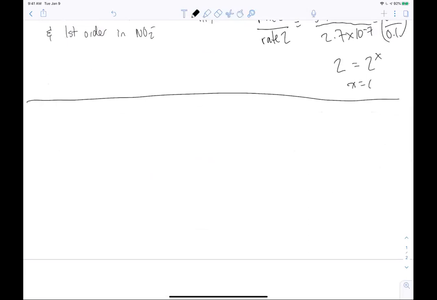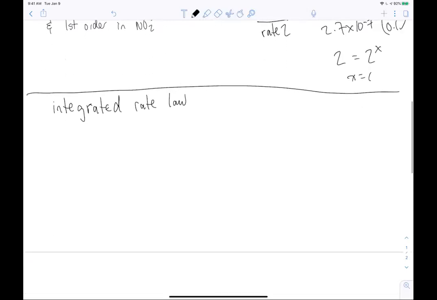But we can integrate the rate law. Skip ahead here. It gives us a different equation that we can use, and we'll see how this is a little more useful than the other equation. The integrated rate law is a really useful way of modeling how long a reaction is going to take to be over.